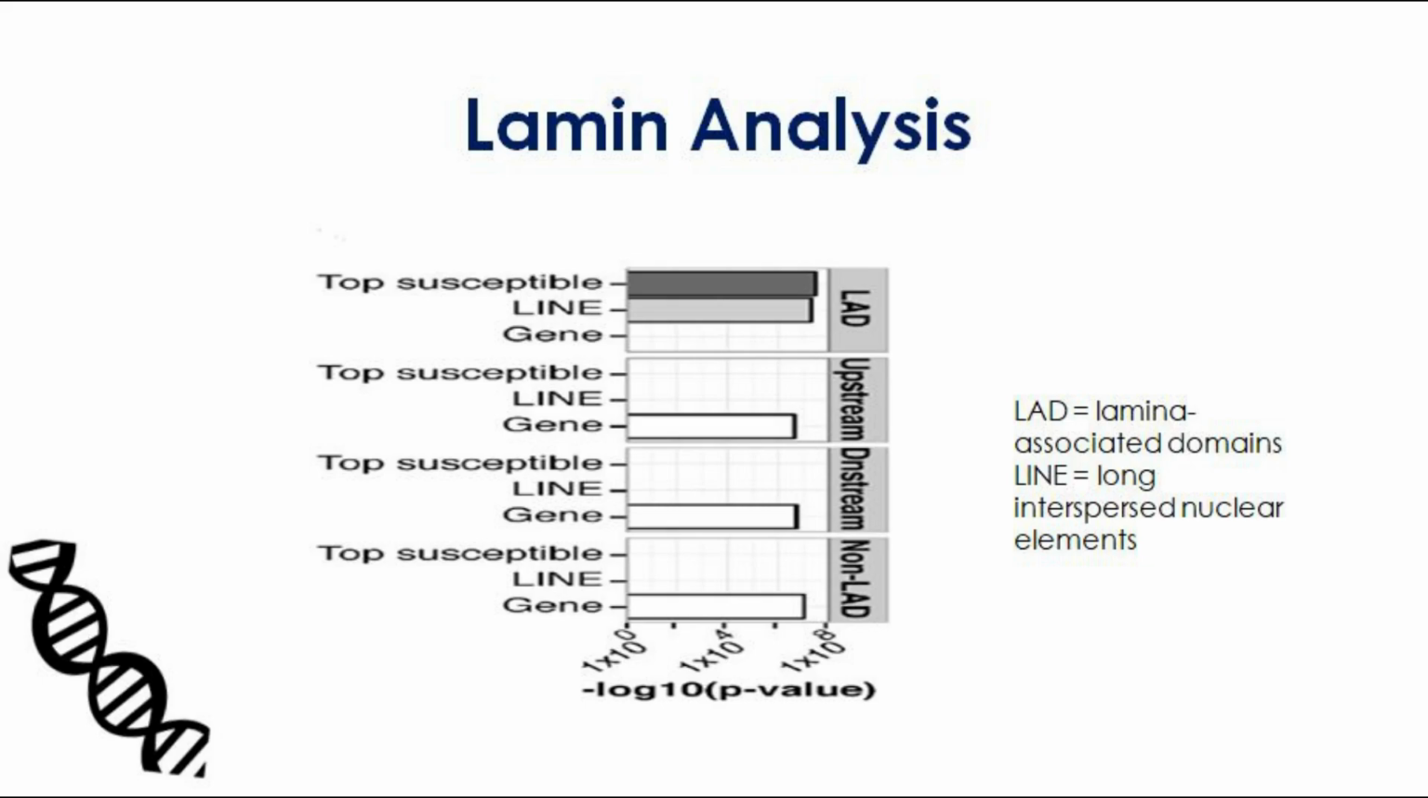Lamin analysis. This shows the significance in enrichment. The top 5% of all UV susceptible regions are enriched with LADs, as opposed to regions outside of LAD or a non-LAD random control.